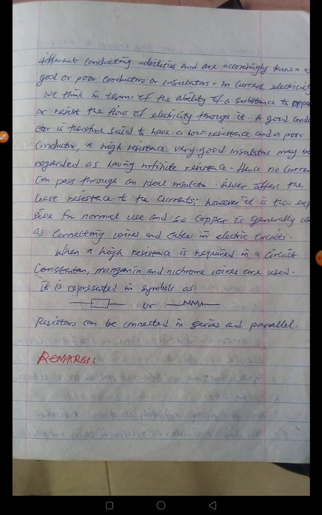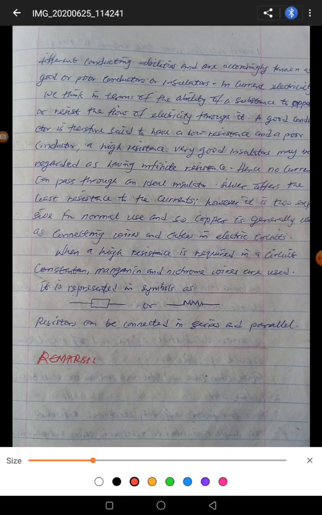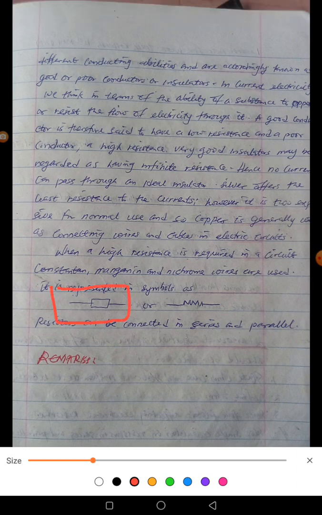When a high resistance is required in a circuit, constantan, manganin and nichrome wire are used. It is represented with a letter. Take note of the symbol that we use in representing resistance. Either you have this or you have this. So these are the symbols that we use to represent electrical resistance.